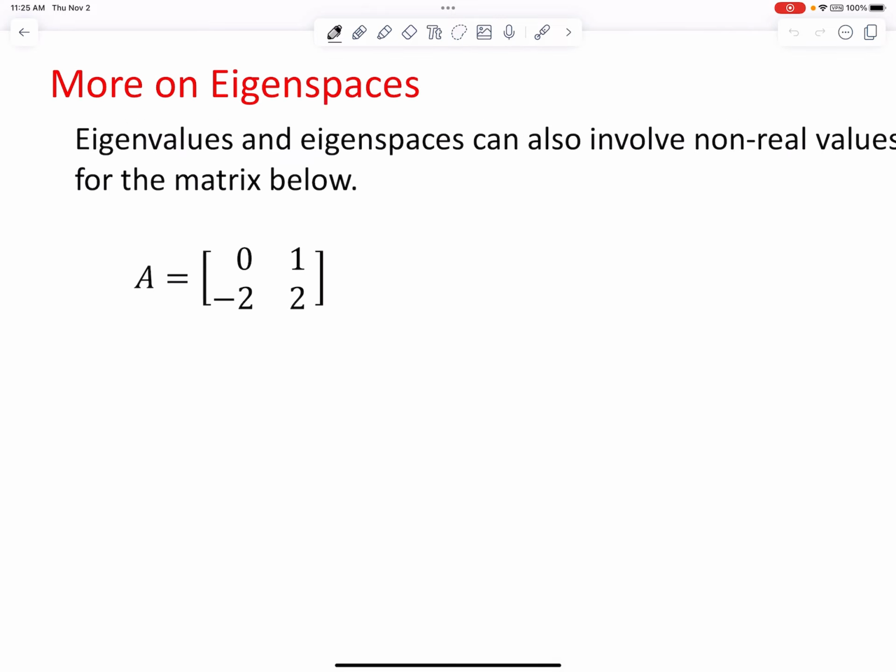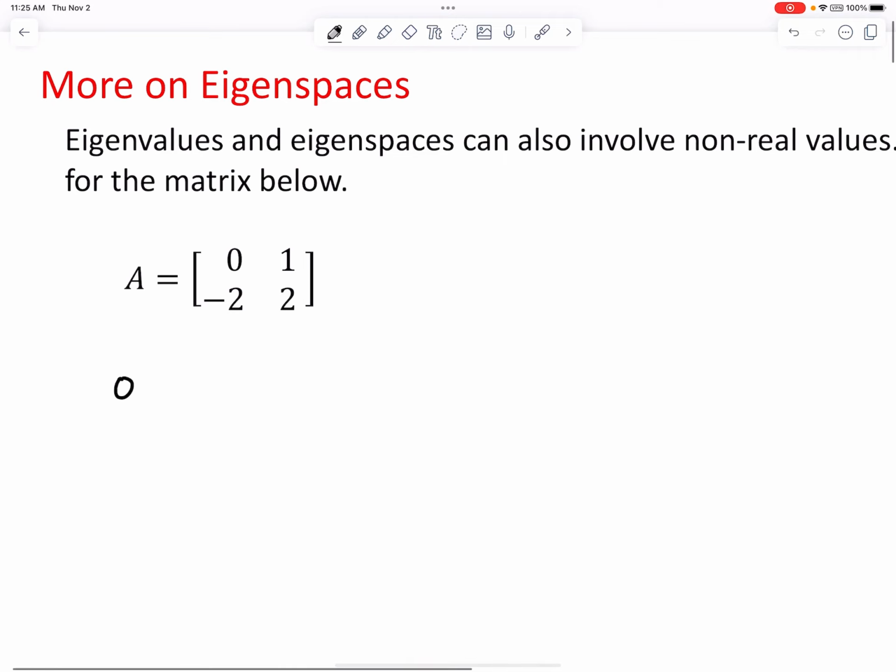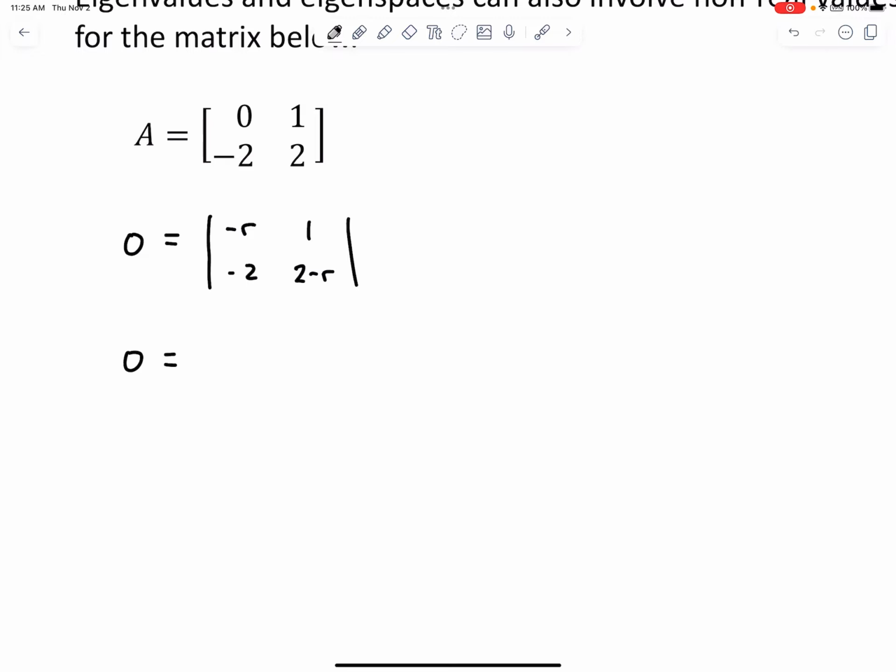We set up our characteristic equation like normal. So we want 0 to be equal to the determinant of this matrix with r removed from the main diagonal. So we'll have negative r in the 1, 1 position and 2 minus r in the 2, 2 position, and the other two entries do not change. Calculating this determinant, we get negative r times 2 minus r, and then minus the product of the other two entries, so minus negative 2. This gives us r squared minus 2r plus 2 as our characteristic polynomial.